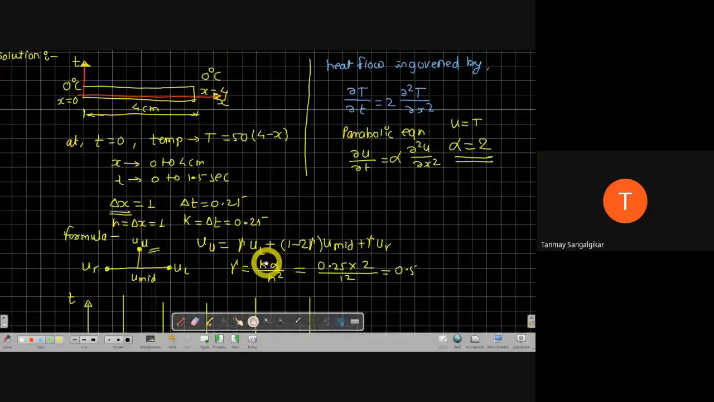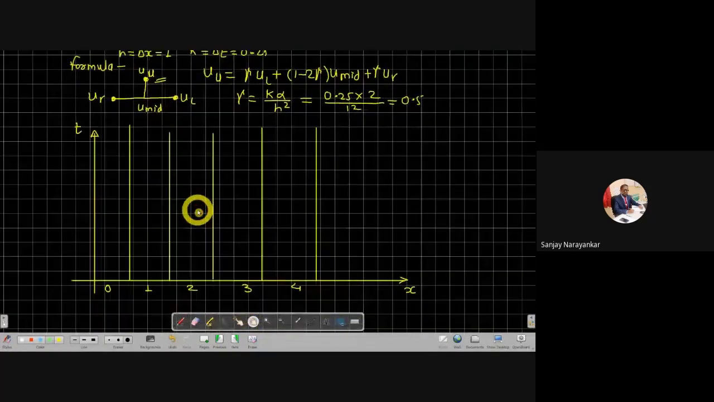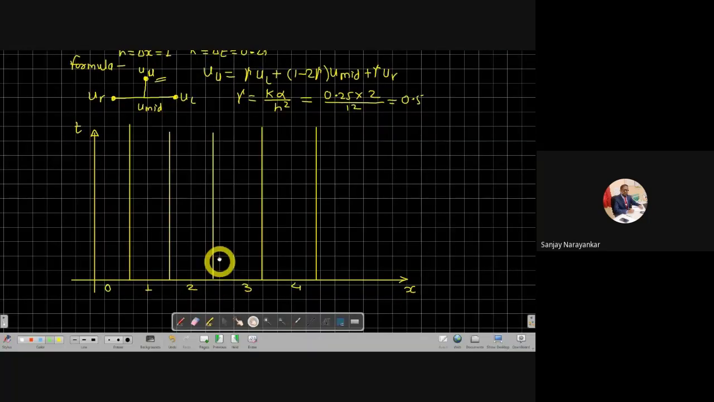If you are looking at this diagram, along x-axis there is a distance, along y-axis there is a time. So using the same phenomena, we are going to prepare the table. Actually, it is a grid system.